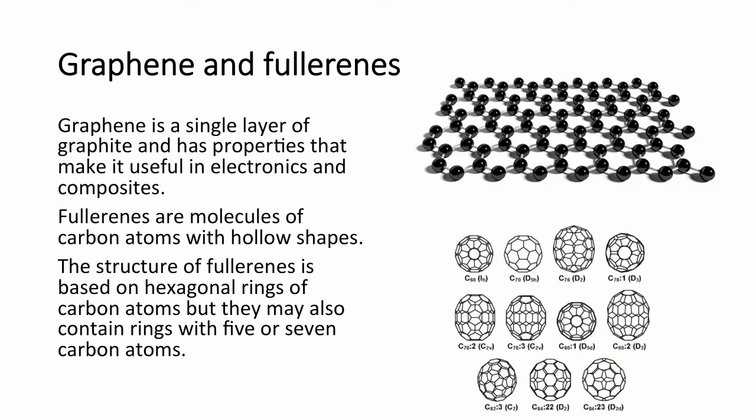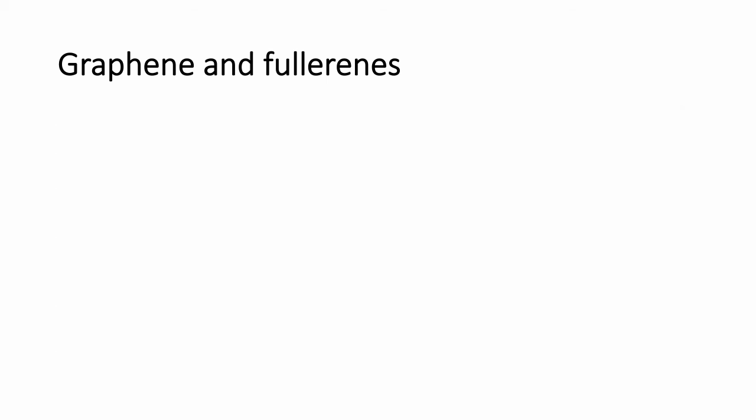Now, graphene is a single layer of graphite and has properties that make it useful in electronics and composite materials. That's materials made of 2 or more other substances. Fullerenes are molecules made of carbon that are joined up in hexagons and pentagons, which look like footballs. The structures of fullerenes are based on hexagonal rings and may contain rings with 5 or even 7 carbon atoms.